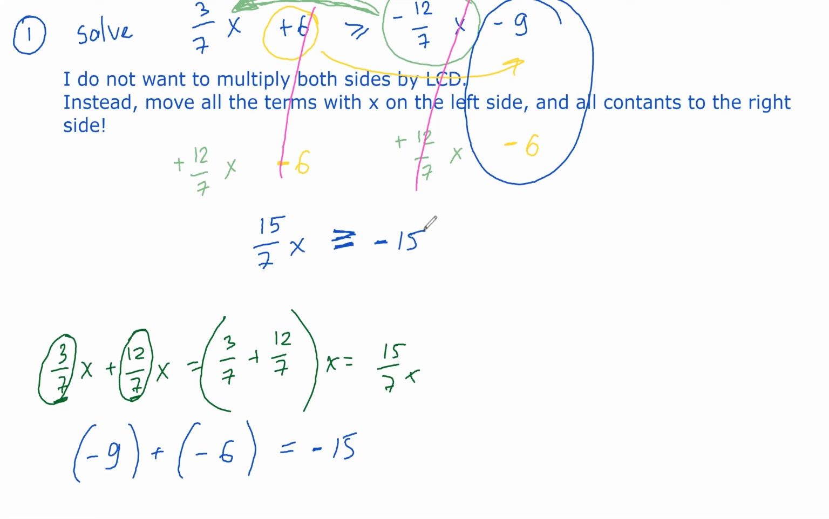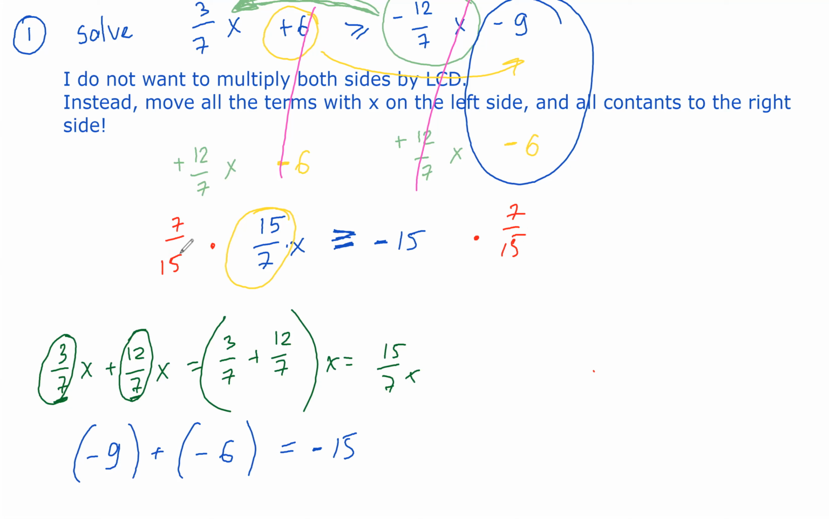Okay, now what do I do next? I'm supposed to get rid of this coefficient over here. Look at it. This one has to go. Now, two options there. We could use this reciprocal, and that's what I'm going to use. Or you could multiply both sides by 7 first and then divide by 15. But I'm going to use the reciprocal. So I'll multiply this side by 7 over 15, and I'll multiply this side by 7 over 15.